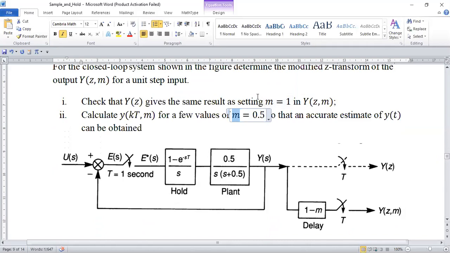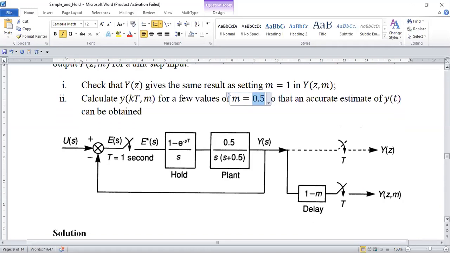the modified Z transform allows us to get the value of the output at intersampling times, not at integer sampling times, but at decimal fractions. You want to get the value of the output. By the time we finish an example, you're going to understand.